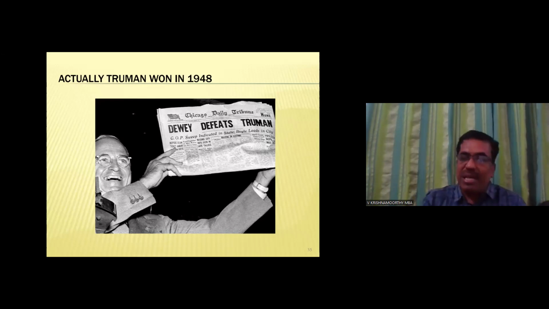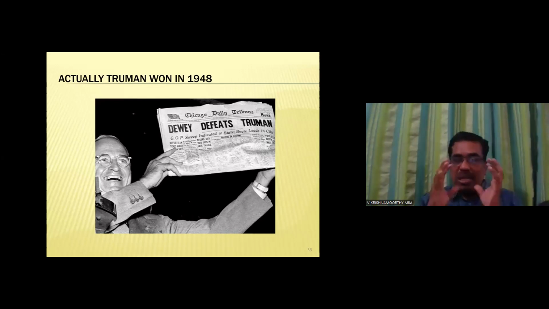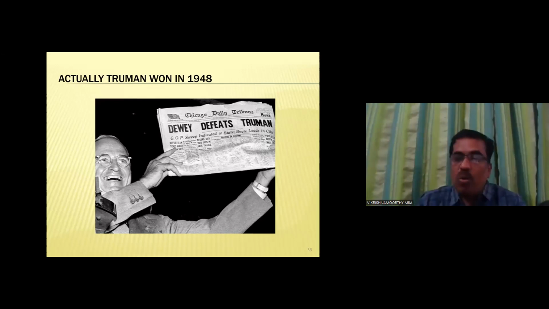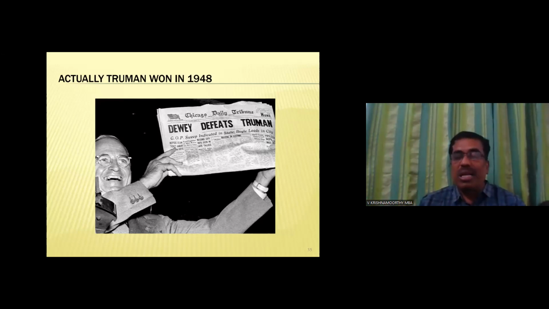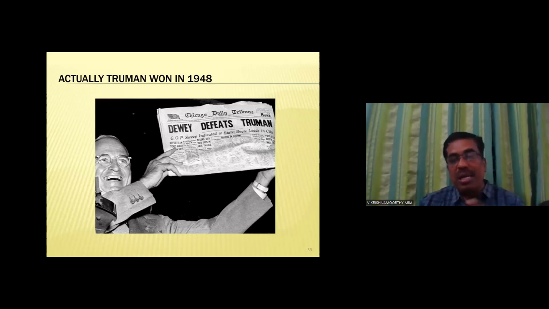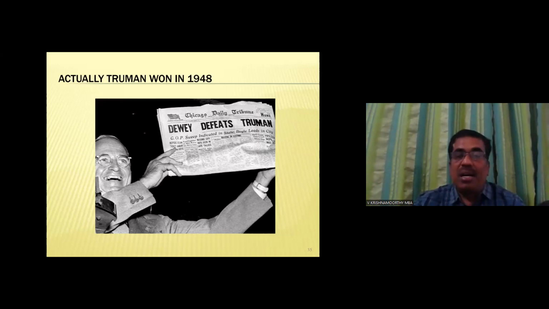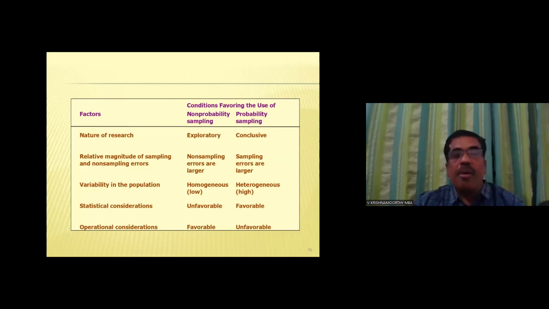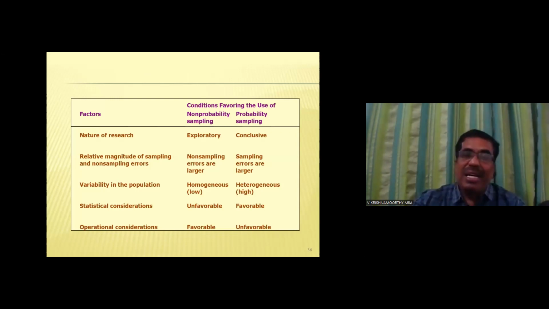Say for example, in 1948, how many people might have had a telephone? Probably it may be 10%. What about the remaining 90%? So this study considers only 10% of the people's view. Since it's not a representative one, the result is totally different. The same thing will also affect our research. So we should be very careful in selection of the sampling unit.